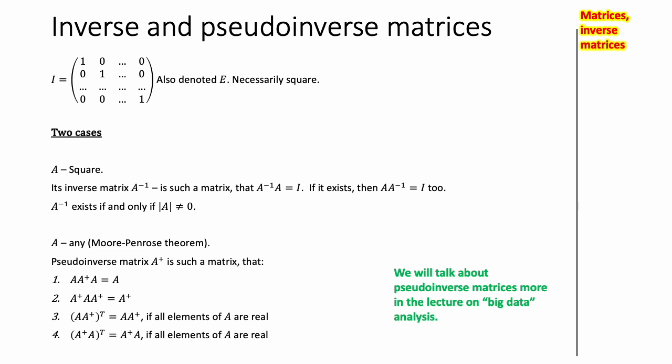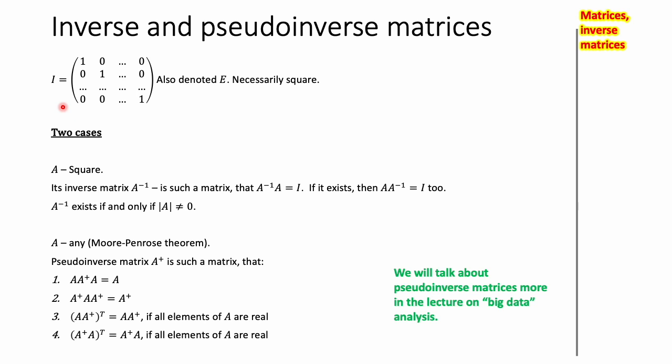Another operation matrices can be subjected to is inversion, and actually pseudo-inversion for the sake of precision. Before talking about them, we first have to introduce the identity matrix. It's a square matrix, necessarily square, whose elements are all zeros except for the elements of the main diagonal, which are all ones. It is usually denoted as capital I or as capital E. I will stick to capital I here. And once again, it's called the identity matrix.